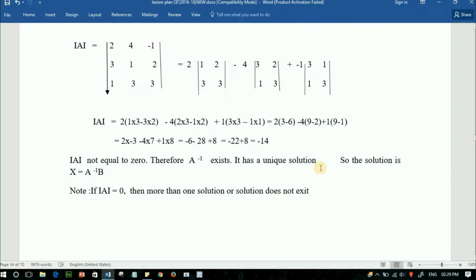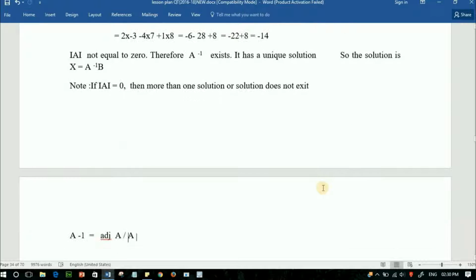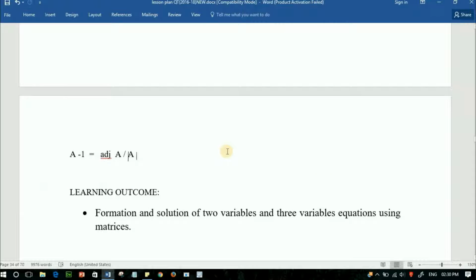If determinant A is equal to 0, there are two possibilities: either it has more than one solution or a solution does not exist. Then A inverse is equal to adjoint of A by determinant A. Then X is equal to A inverse into B.